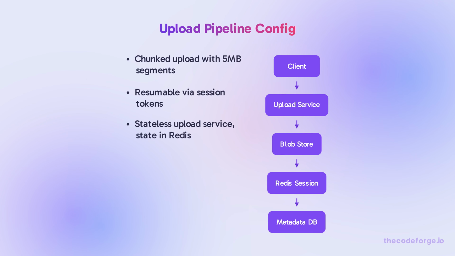The upload pipeline must accept unreliable clients. YouTube uses chunked upload with resumable support. The client splits the video into 5 MB chunks, sends each with a session ID and offset. The upload service writes each chunk to blob storage and records progress in Redis. This is the first point of failure. If it goes down, no new content enters the system.